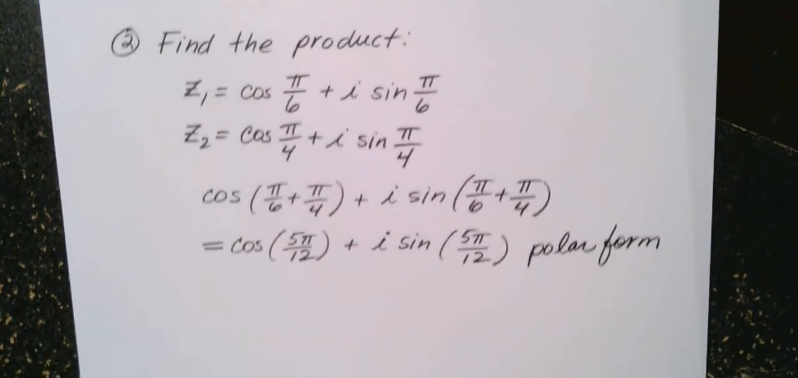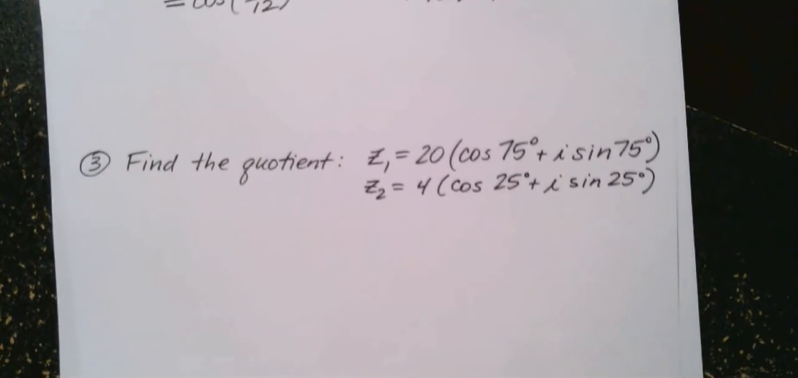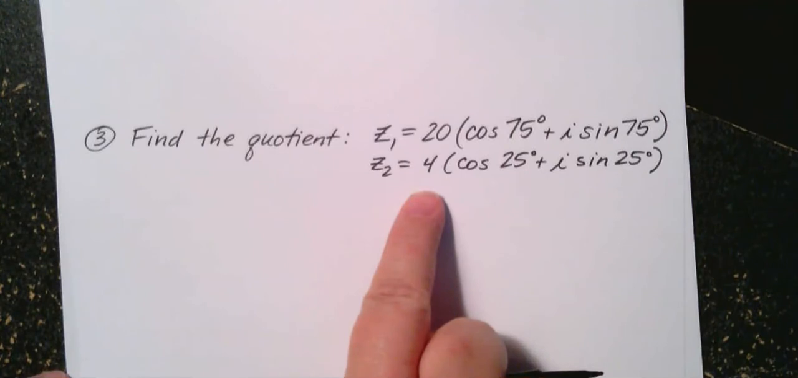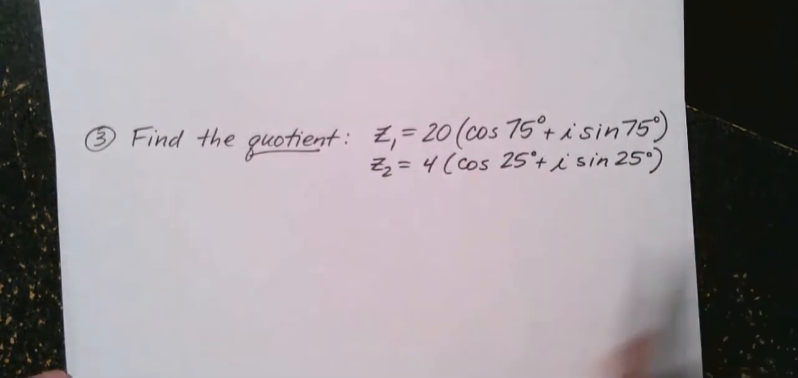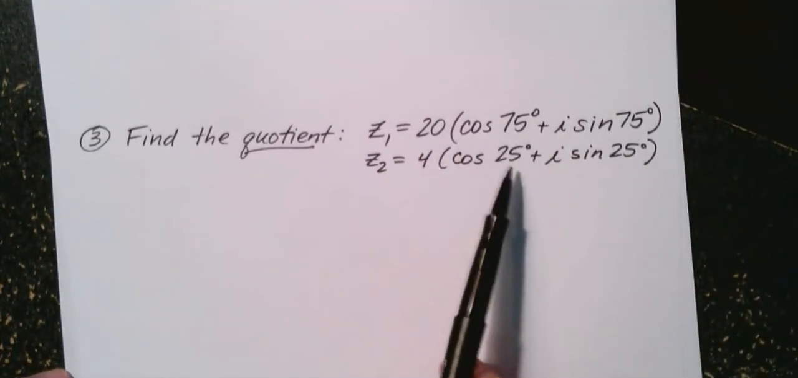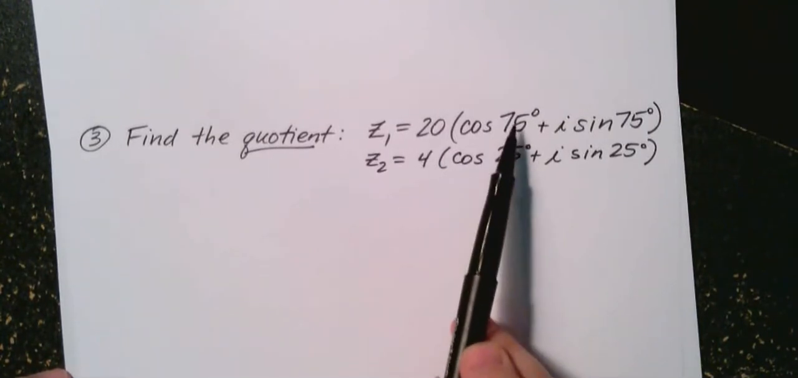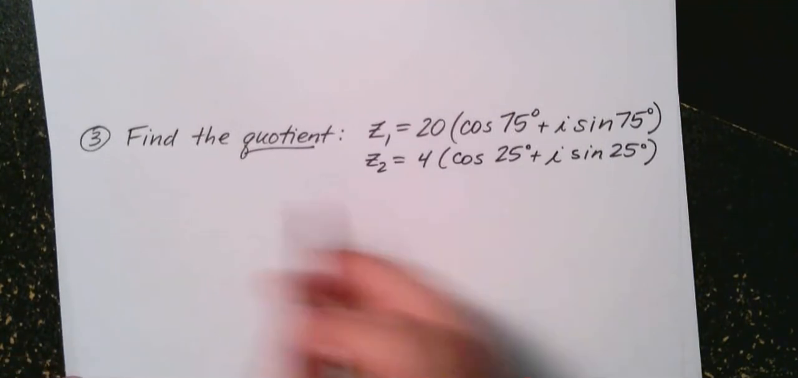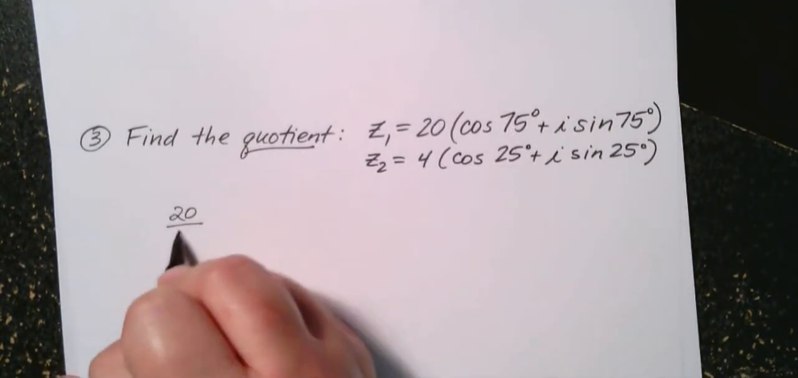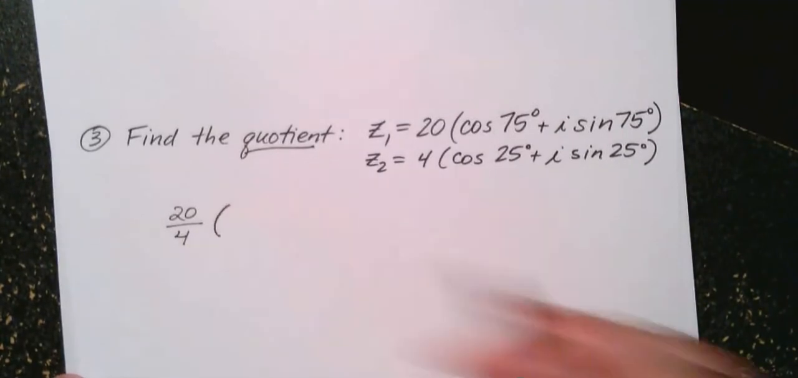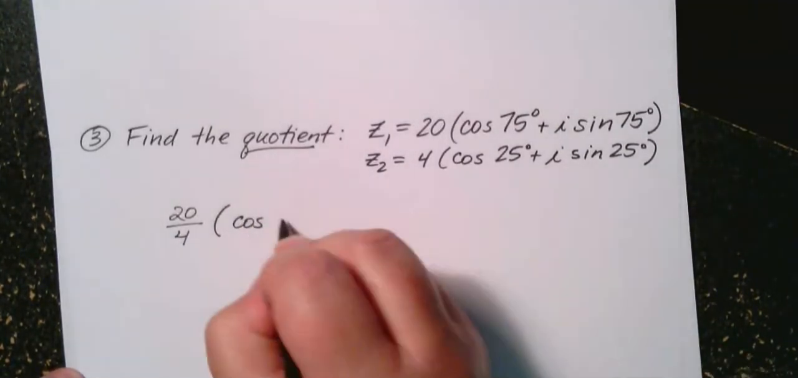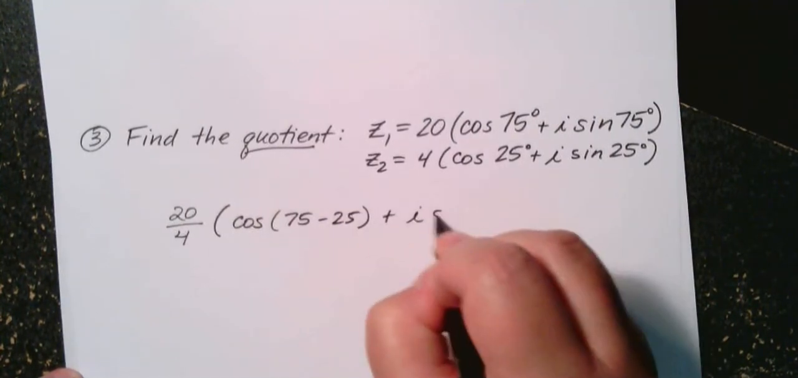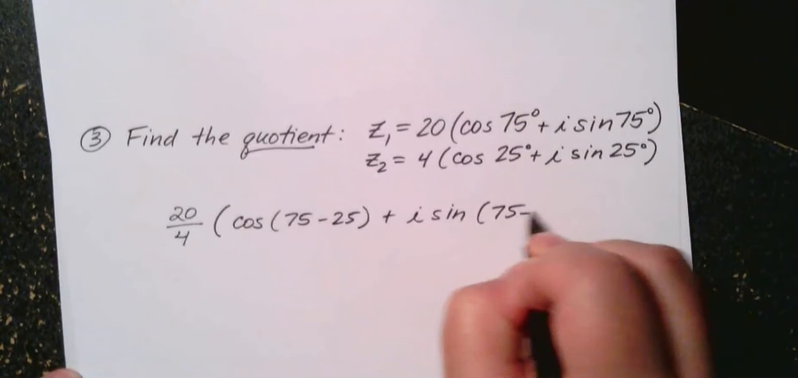The quotient formula, same exact idea, except the numbers out front are divided because that's what quotient means. And the numbers that are my argument, remember modulus, the arguments, instead of added, they are subtracted. So I'm going to do 20 divided by 4 times cosine of 75 minus 25 plus i times sine of 75 minus 25.